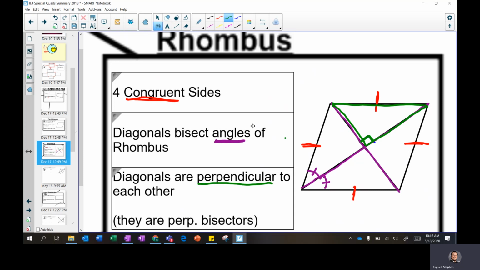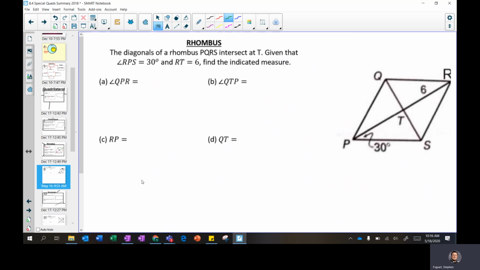So let's look at an example of how we can apply these properties to a problem. So here's a drawing. You will find this problem on page 3 of your packet. The diagonals of a rhombus intersect at T. Given that angle RPS is 30 degrees, and you can see that that's indicated here in the drawing, and RT is 6. So the entire length, so I'm actually going to do this in red just to help you see this. RT is red. Draw a long line there. That red line is 6.